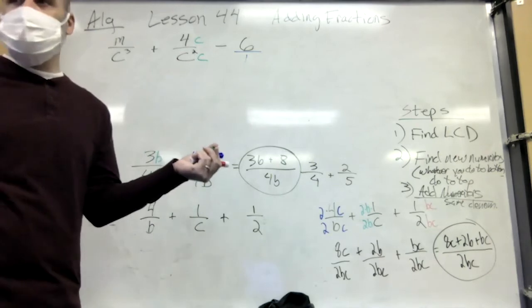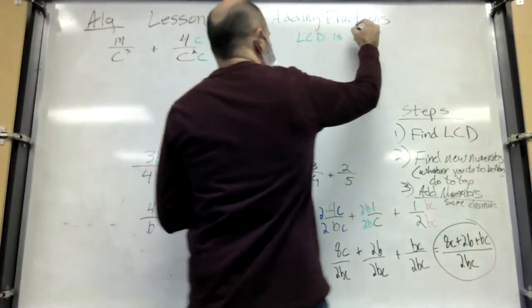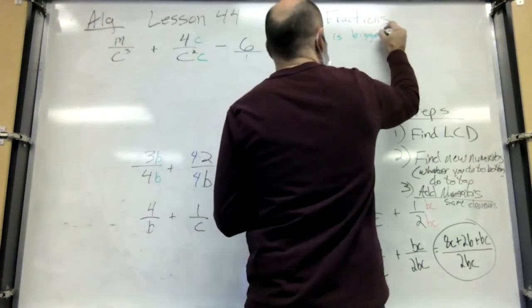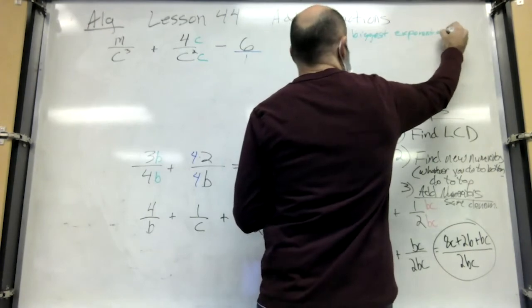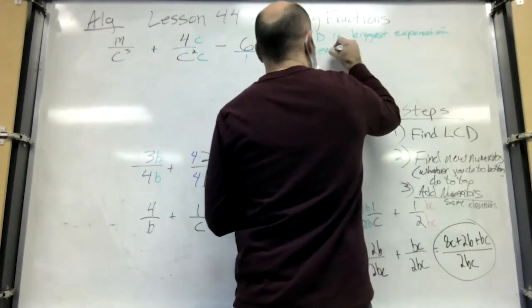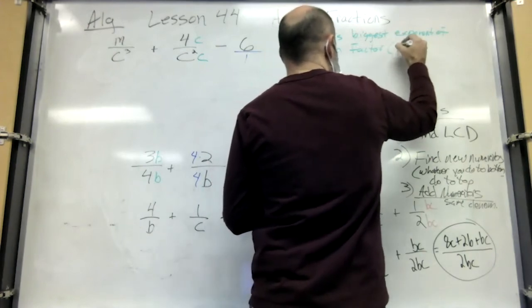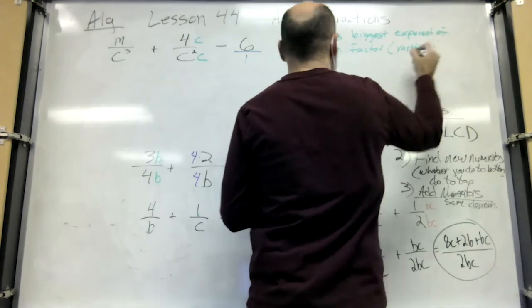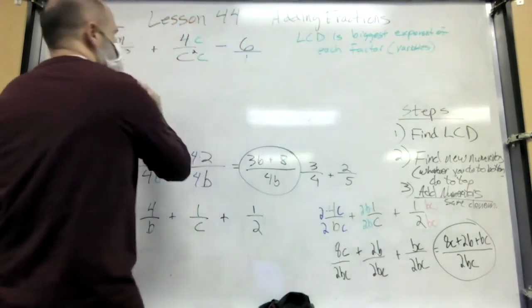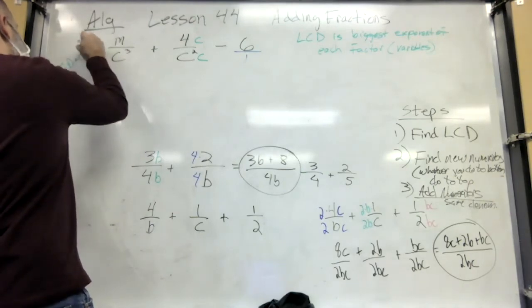Because that's our least common denominator, right? Least common denominator is the biggest exponent of each factor. And don't forget, factors are like variables. Okay, so the biggest exponent is C cubed. So LCD equals C cubed.